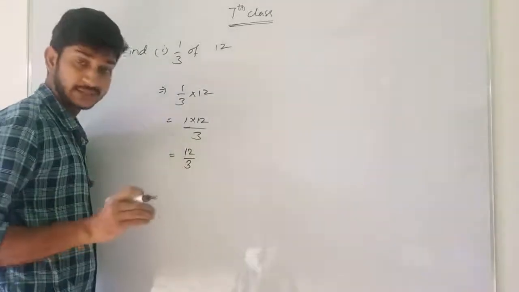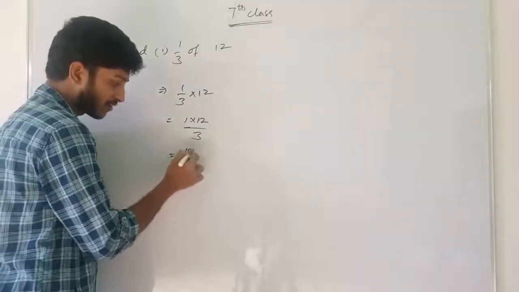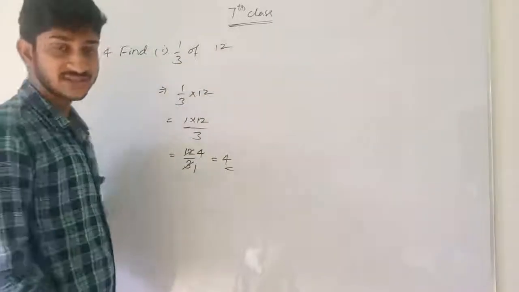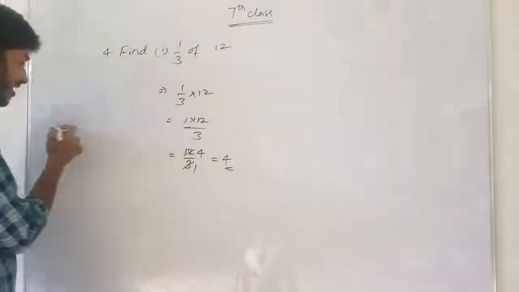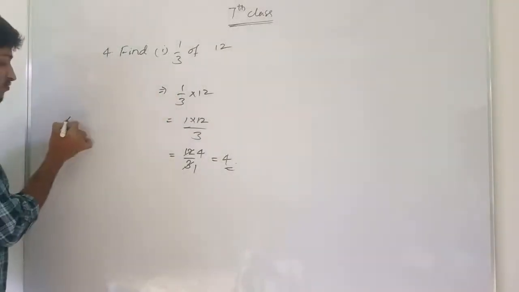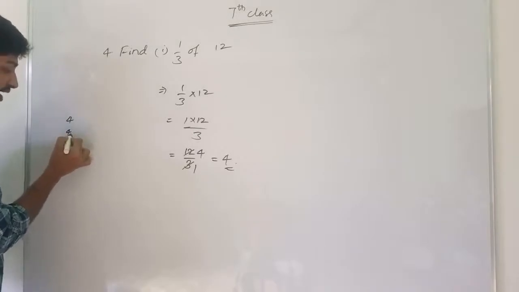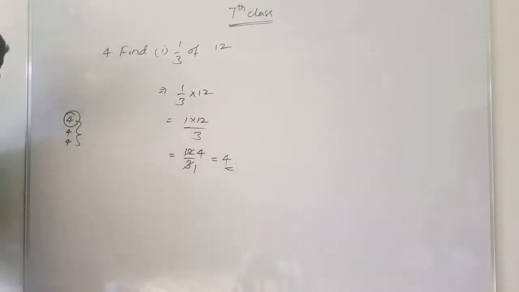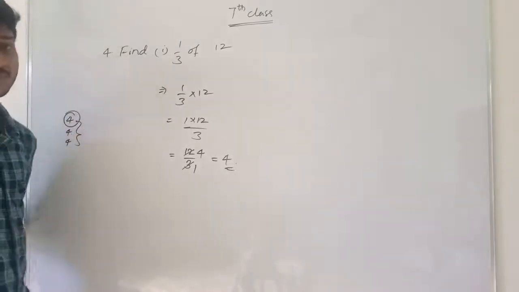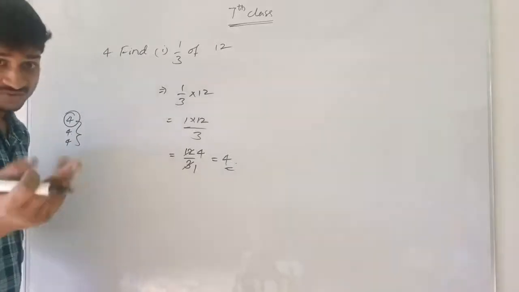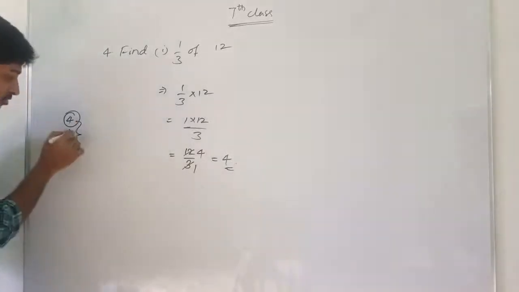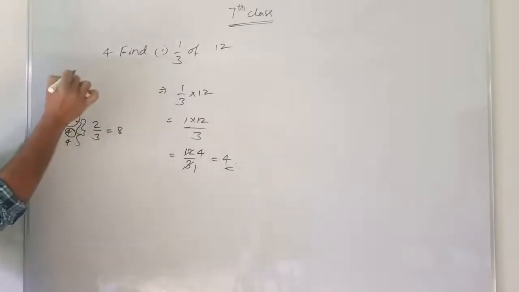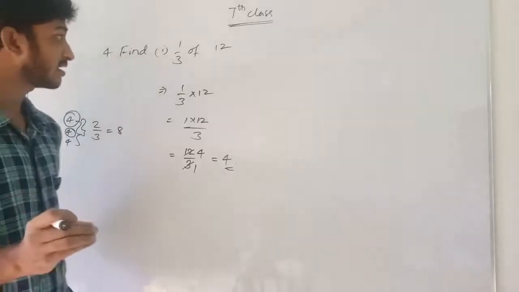In the 3 table, 3 is 1 time and 12 is 4 times. So what is the answer? 4. So 1/3 of 12 is 4. If you divide 12 into 3 parts, it is 4, 4, 4. 4 plus 4 is 8, 8 plus 4 is 12. So there are 3 parts and 1 part is 4. What does 2/3 of 12 mean? In 3 parts we take 2 parts, so 2/3 of 12 equals 8. Do you understand? Like that, solve.